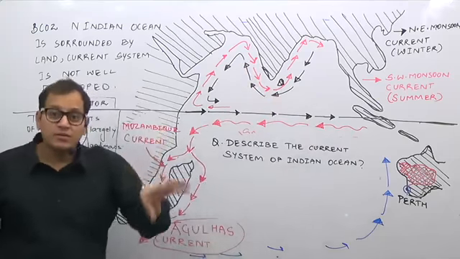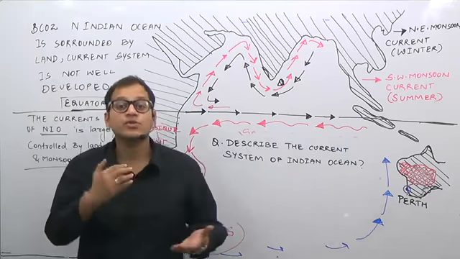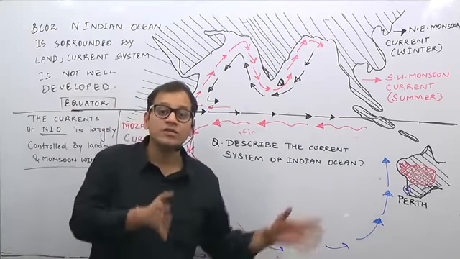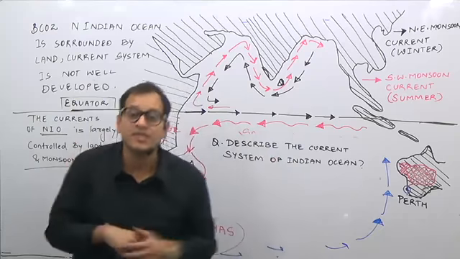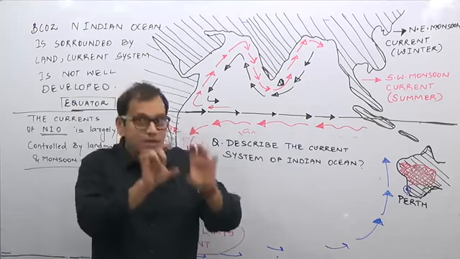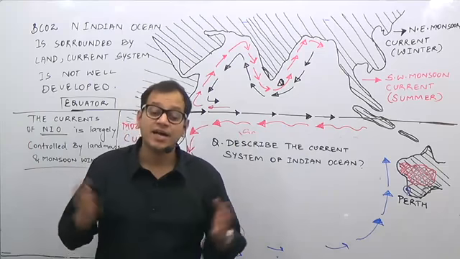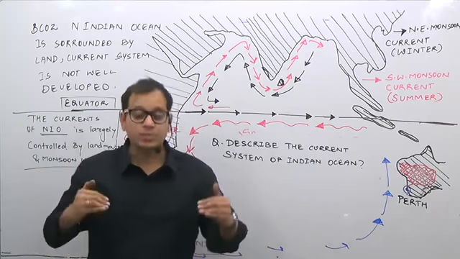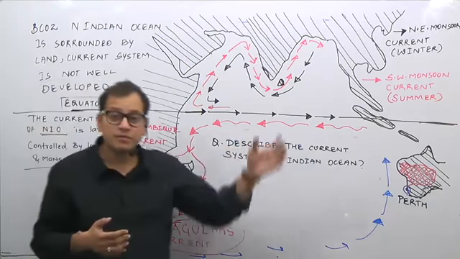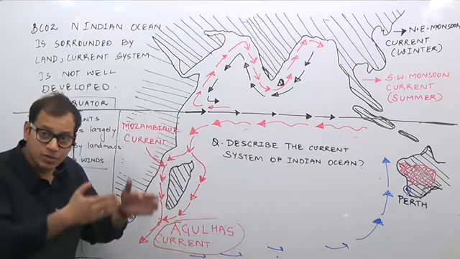Fifth, when there is a change in the direction of monsoon winds, the currents also change their direction in the form of the northeast monsoon current, which develops during the northeast monsoon season, that is the winter season in the Indian subcontinent. It is also a warm current. Thus, the current system of the Northern Indian Ocean is largely controlled by the direction of monsoon winds. Next point, the current system of the Southern Indian Ocean. In the Southern Indian Ocean, there is the South Equatorial Current.